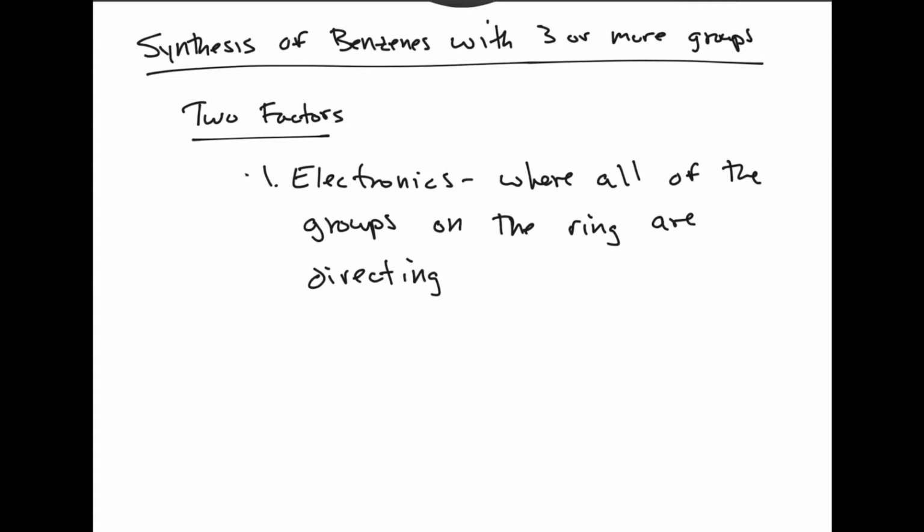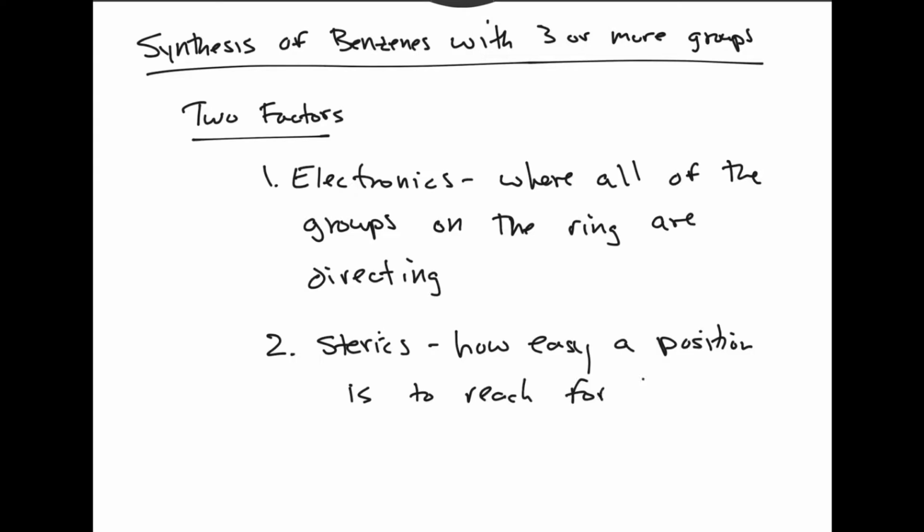And this is just where all the groups that are already on the ring, where are they directing? Where are all the groups that are there? What carbons are they activating for the electrophile to add to? Right? And the second thing you have to worry about is sterics. And this is just how easy a position is to reach for the electrophile. Okay, so how easy is it to reach that position?